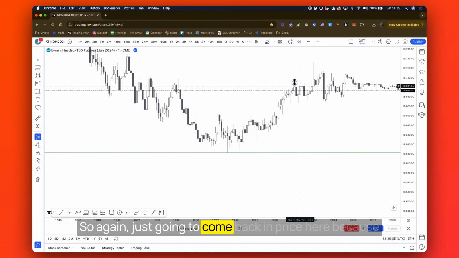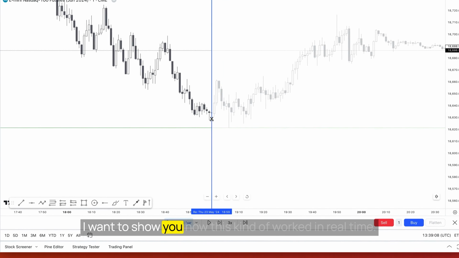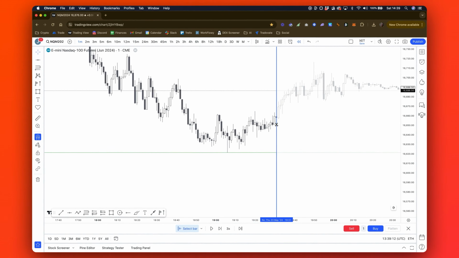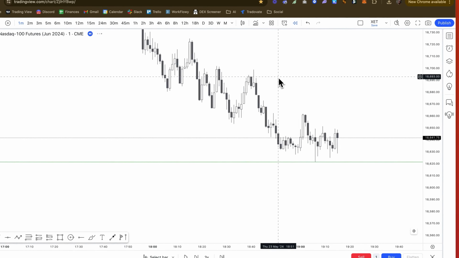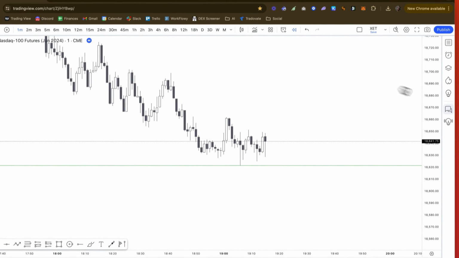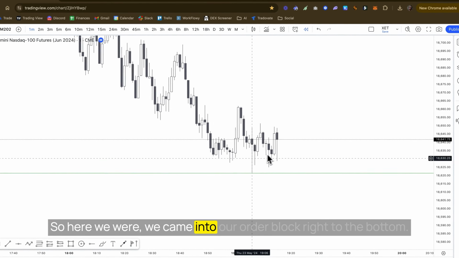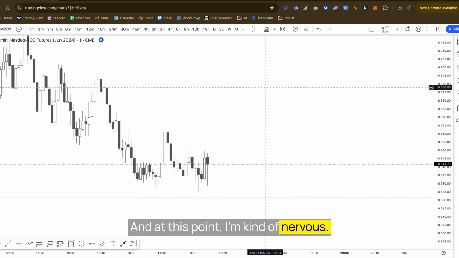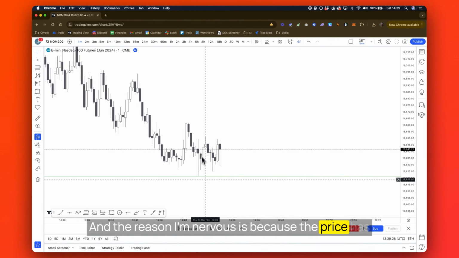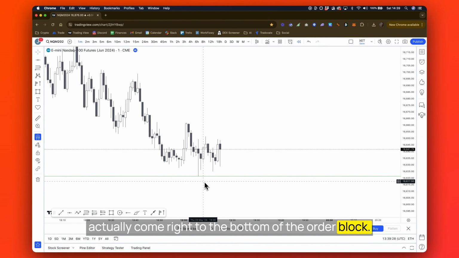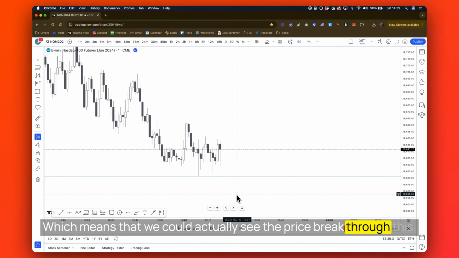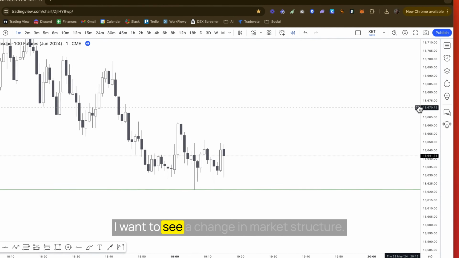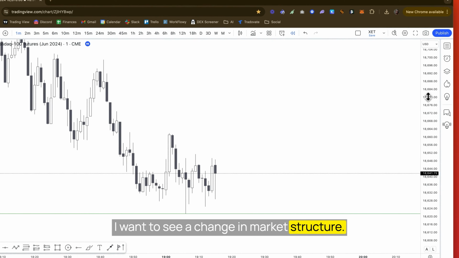So I'm going to come back in price here because I want to show you how this worked in real time, okay? So here we came into our order block right to the bottom. And at this point, I'm kind of nervous. The reason I'm nervous is because the price has actually come right to the bottom of the order block, which means that we could actually see the price break through this. So I can't really enter right now. I'm nervous about entering right now. I want to see a change in market structure.